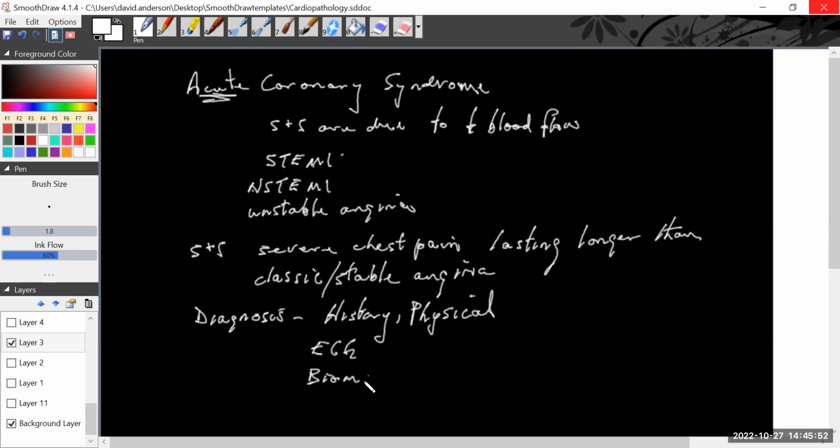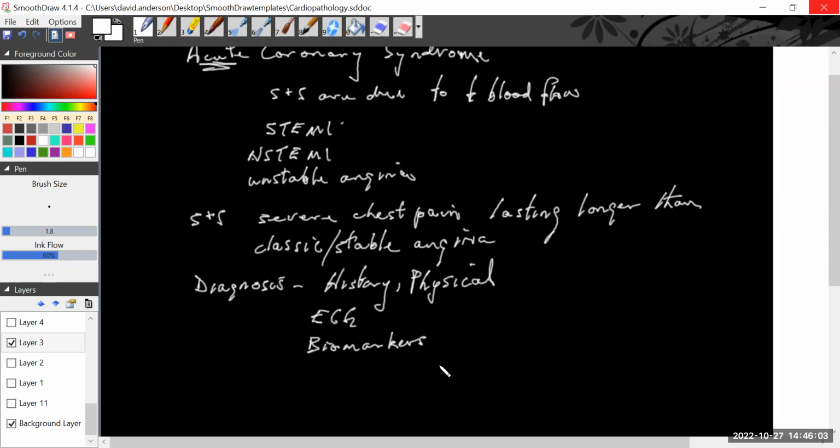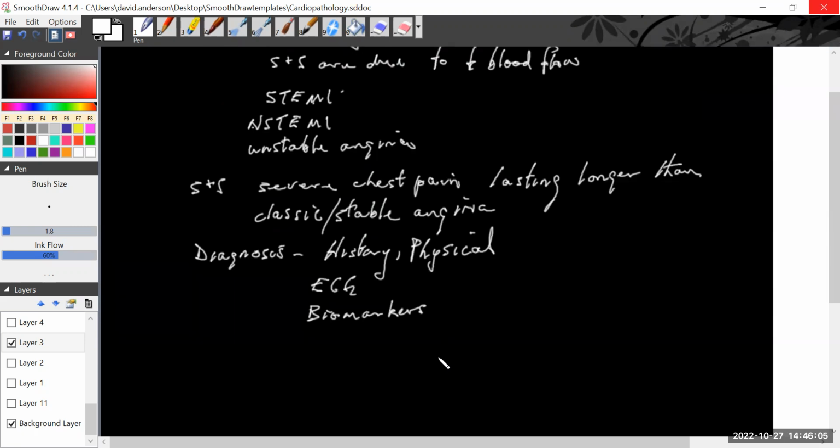So biomarkers is a general term for factors that will be elevated, in this case, in the blood that we wouldn't normally expect to be in the blood, but are indicators of cell damage. And we have some specific ones for cardiac muscle cells, so we can be much more specific if certain biomarkers are elevated to be more sure that we're dealing with a myocardial infarction.